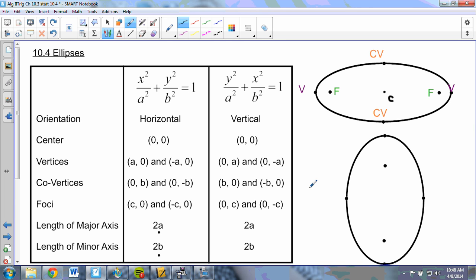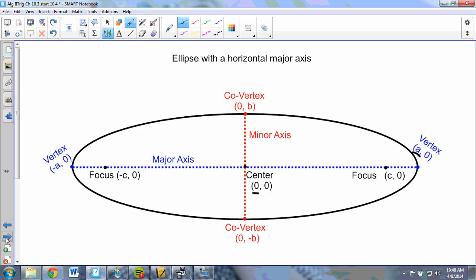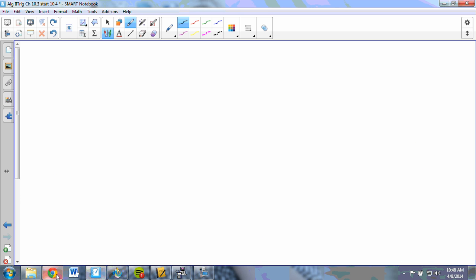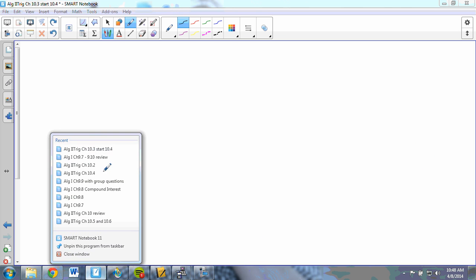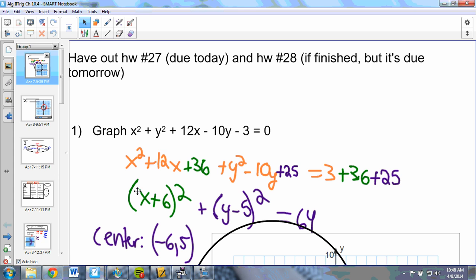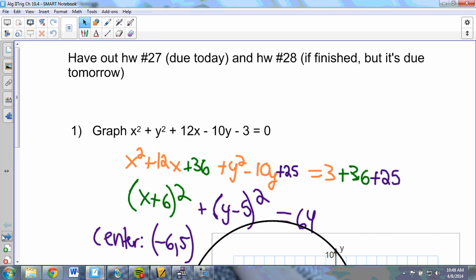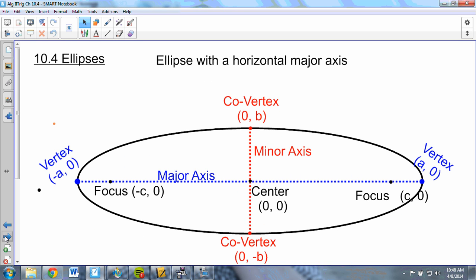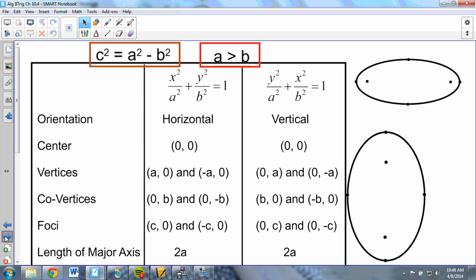The vertices are at (0, a) and (0, negative a). The (a, 0) and (negative a, 0) if it matters. The co-vertices are at b and the foci are at c. Any more? Just pull this up. Skip that. We just talked about that. We'll come back to that.